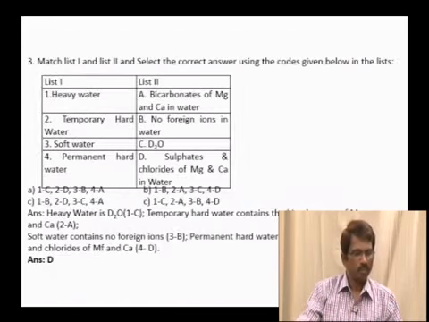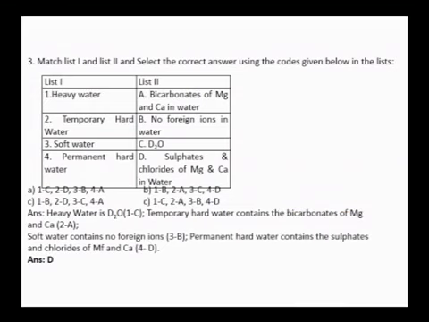And then in question number 3, you have to match list 1 with list 2. You have been given heavy water, temporary hard water, soft water, permanent hard water in list 1. Heavy water, as I said already, is due to the presence of sulfates and chlorides of magnesium and calcium in water. That means the heavy water matches with D in list 2.